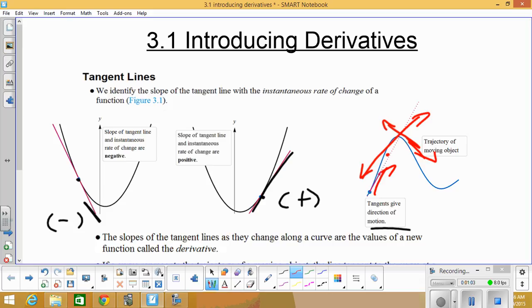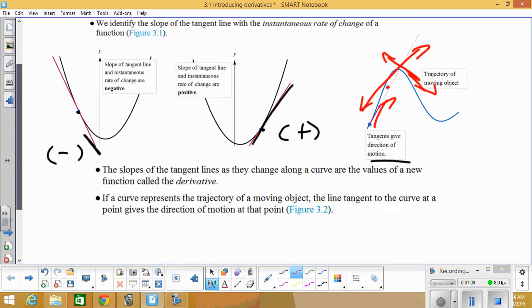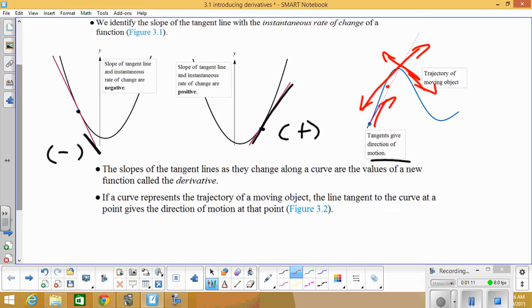So the slopes of the tangent lines as they change along a curve are the values of a function called the derivative. If a curve represents the trajectory of a moving object, the line tangent to the curve at a point gives the direction at that point.